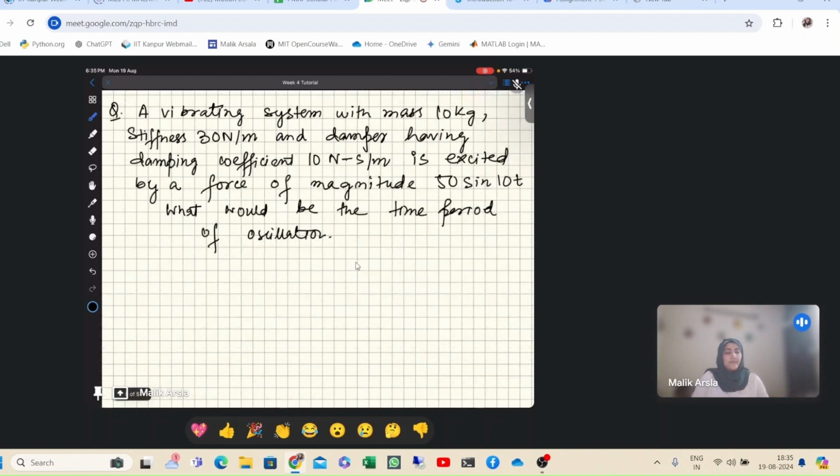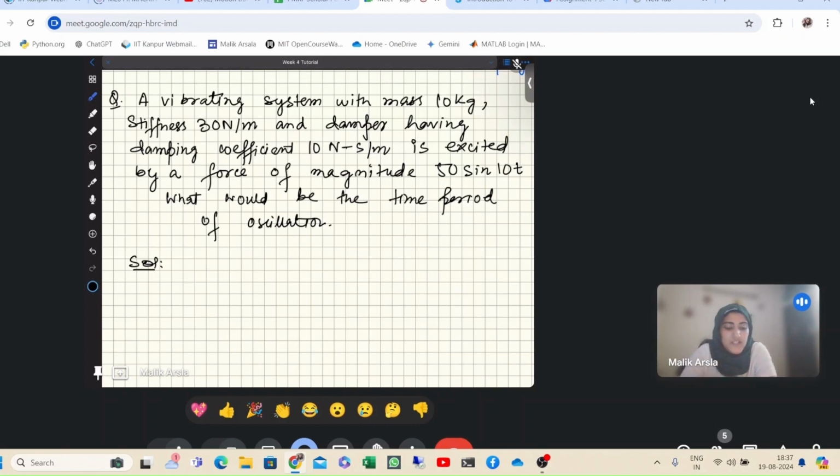Try to solve it, then we will discuss the question. You are making a mistake here. You are writing the time period as 2 pi by omega. Okay, so you have to consider omega d here. 2 pi by omega d.